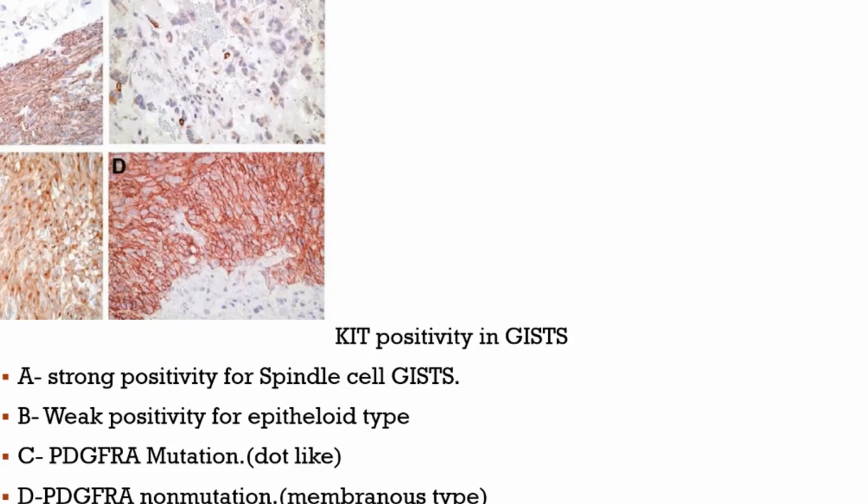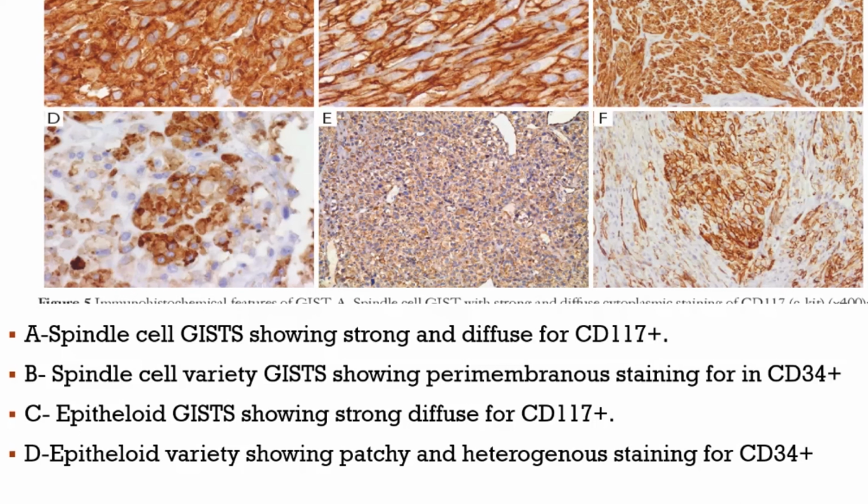Here in this first picture A, the spindle cell GIST is showing strong and diffuse CD117 positivity. The spindle cell variety GIST is showing perimembranous staining for CD34. You can see only the membranes are stained. Here everything is stained, here only the membrane. So this is a membranous variety which is positive for CD34. Then C and D, these two are the epithelioid variety of GIST. Here we have seen the epithelioid variety with CD117 positivity, and here we have seen CD34 positivity.